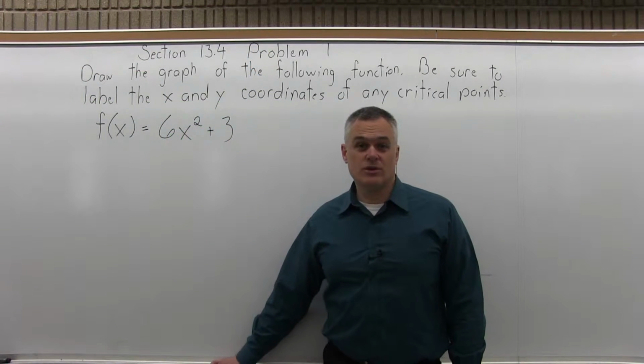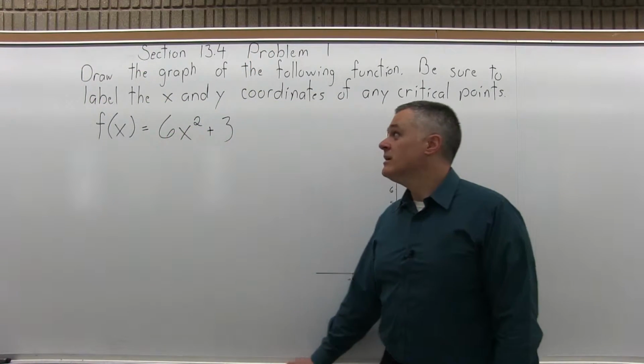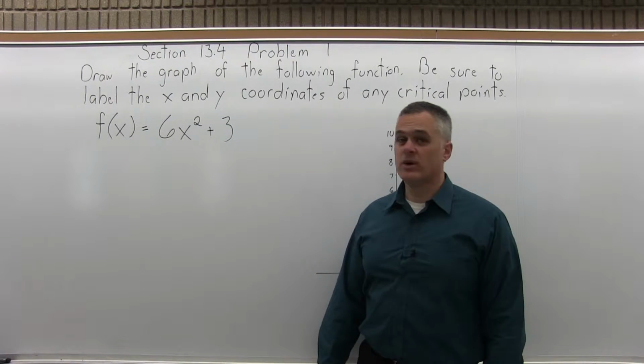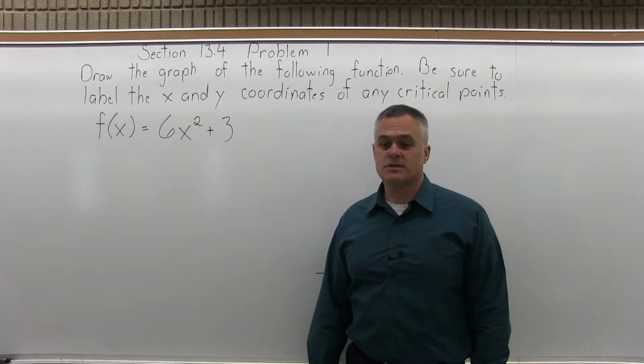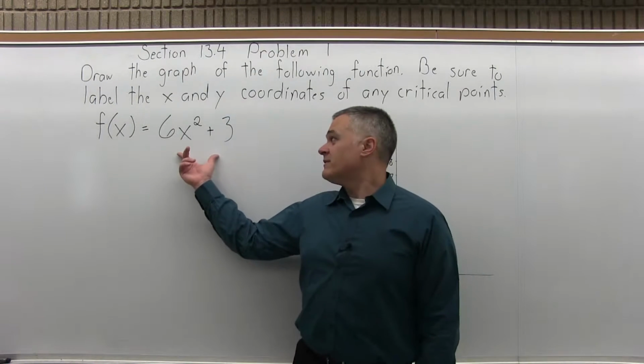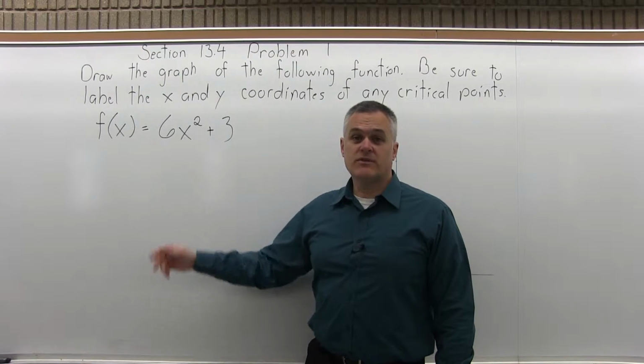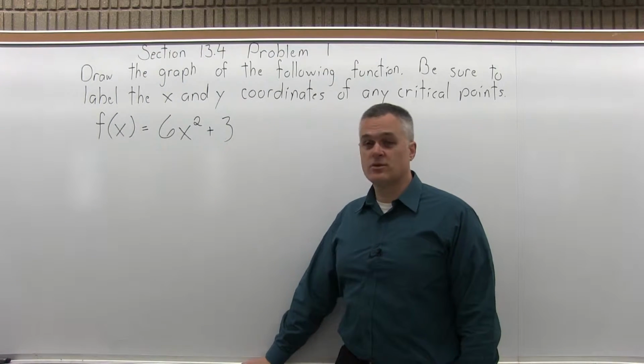This is Section 13.4, Problem number 1. It says, draw the graph of the following function. Be sure to label the x and y coordinates of any critical points. So we want to graph the function f of x equals 6x squared plus 3. And it's a 7-step process to get the graph.